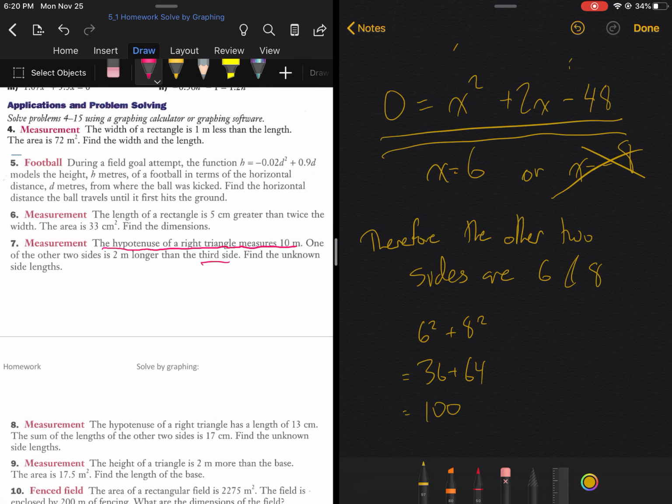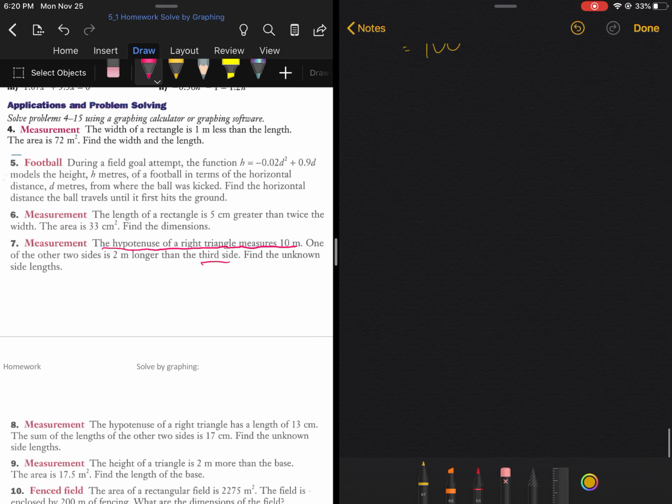Now, I just want to go and do another thing and do the factoring part. We know how to factor this, right? X squared, let's write this down. 0 equals x squared plus 2x minus 48. And what does that tell us? Well, what two numbers multiply to give negative 48 and add to give 2? So product negative 48, sum positive 2.